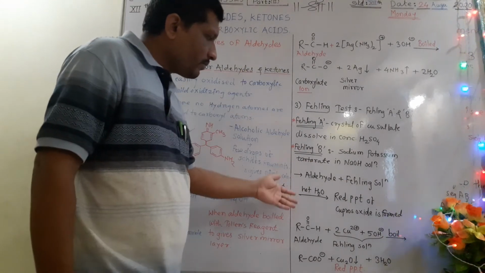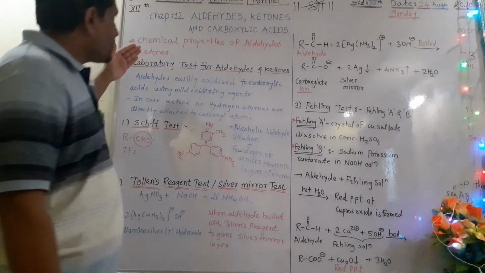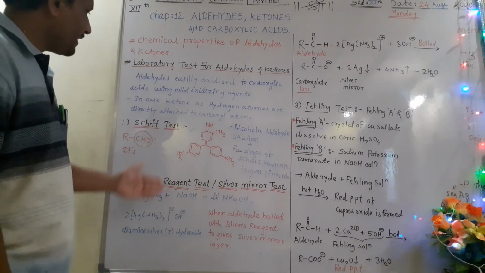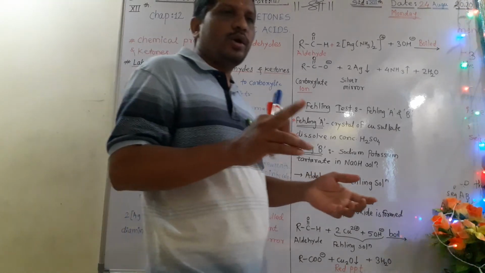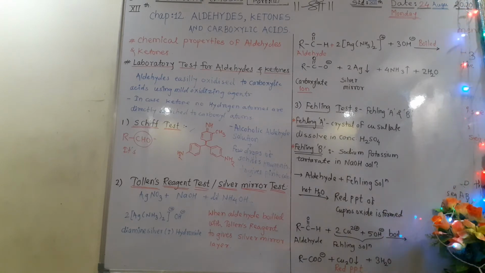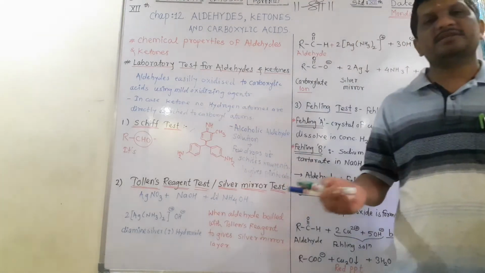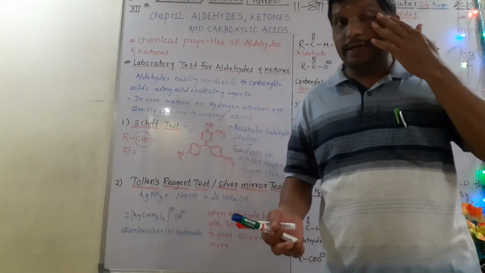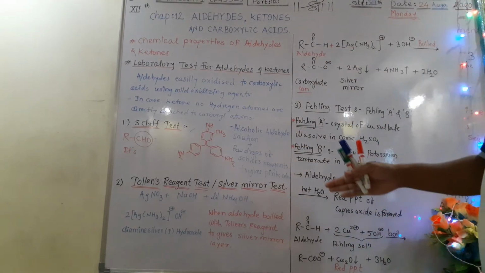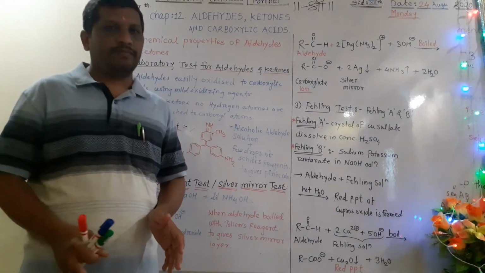In this way we can identify which solution contains the aldehydic group. These are the laboratory tests: Tollens reagent and Fehling's reagent or Fehling's solution. Tollens reagent is also called the silver mirror test, and it's mostly utilized in laboratory tests. It's very easy to identify the aldehydic functional groups.